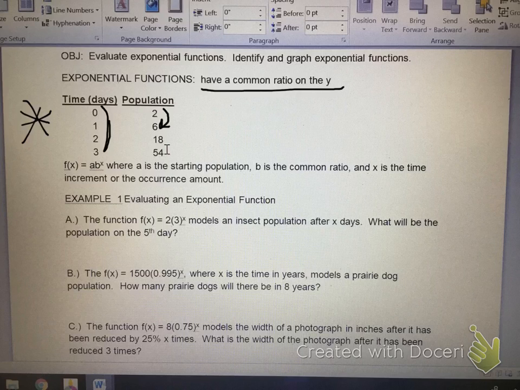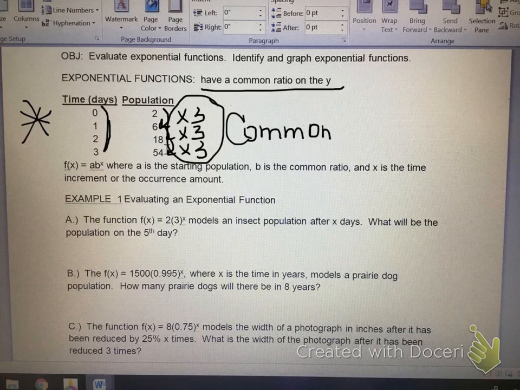So when we go from 2 to 6, we're multiplying by 3. 6 to 18, we're multiplying by 3. And 18 to 54, again, we're multiplying by 3. This is called a common ratio. Remember, in linear, we had common differences, but with exponential, this is a common ratio. Okay, I'll write that out for you.